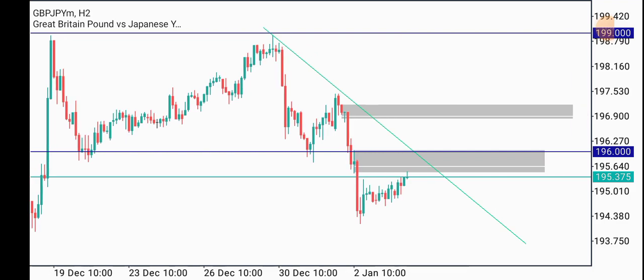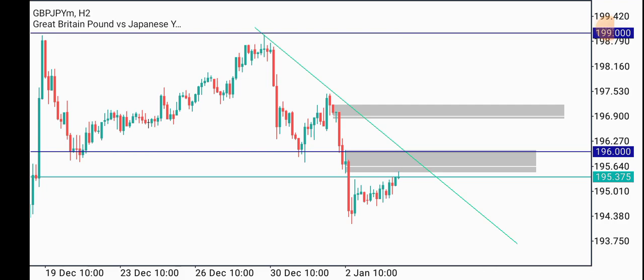So these are the two levels I'm observing to take a trade from.